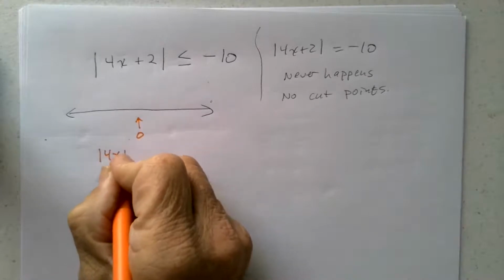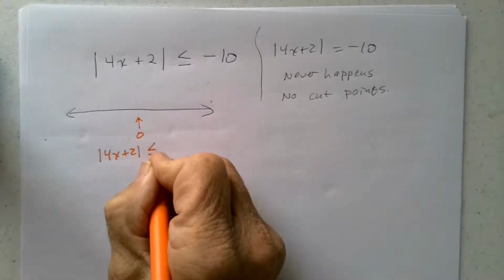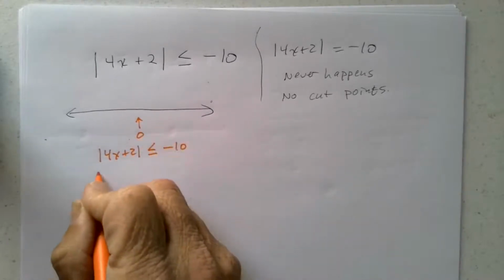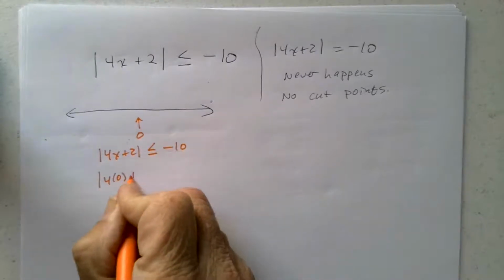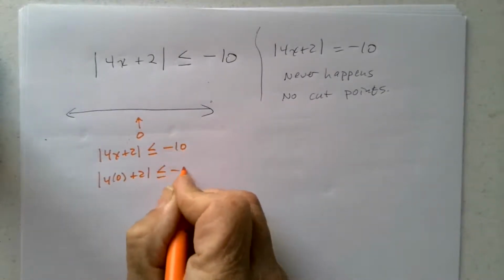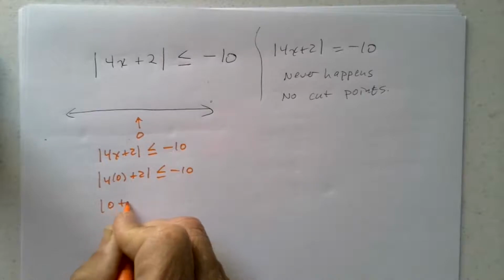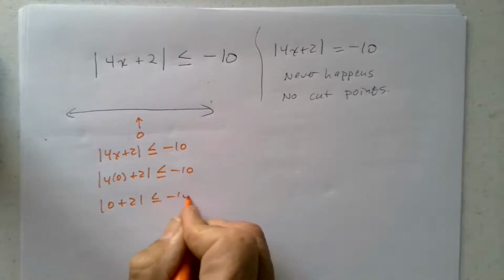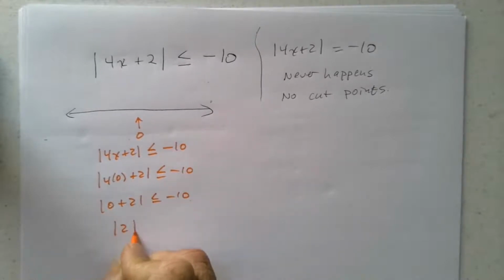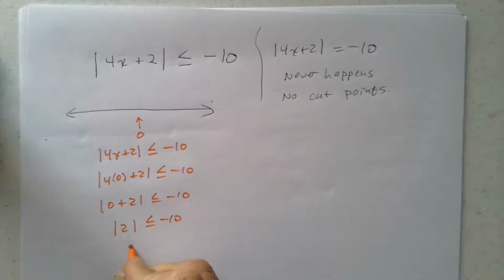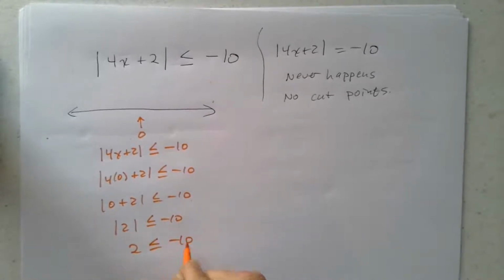Absolute value of 4x plus 2 is less than or equal to negative 10. Let's plug 0 in. 4 times 0 plus 2, is that less than or equal to negative 10? 0 plus 2, absolute value of 2, is that less than or equal to negative 10? Is 2 less than or equal to negative 10? Is having $2 worse than owing 10?